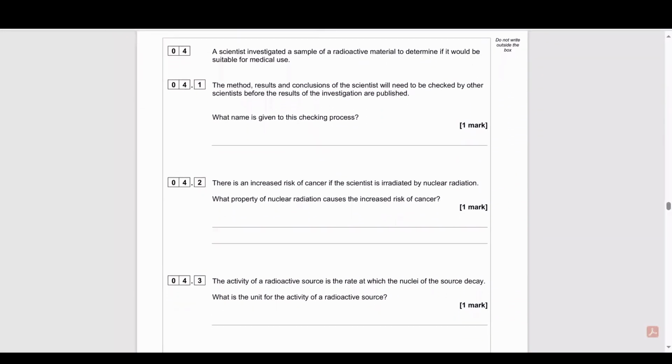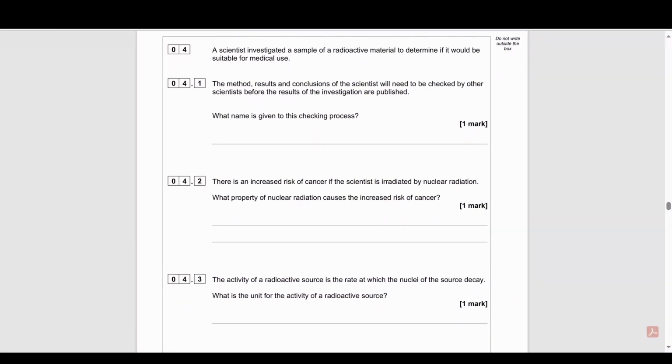Question 4. A scientist investigated a sample of a radioactive material to determine if it would be suitable for medical use. The method, results, and conclusions of the scientist will need to be checked by other scientists before the results of the investigation are published. What name is given to this checking process? Well, when other scientists are checking people's work to see if their claims are true, are not false, this is known as peer review.